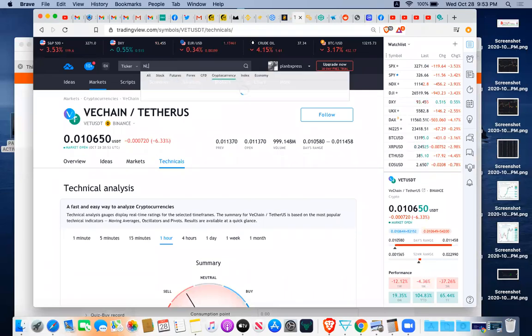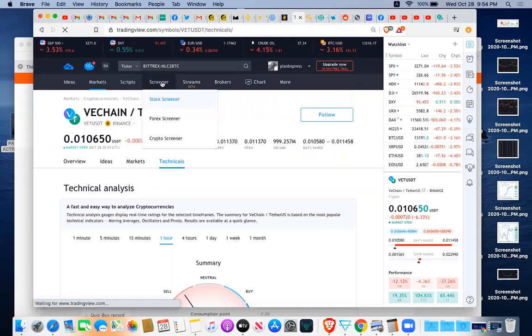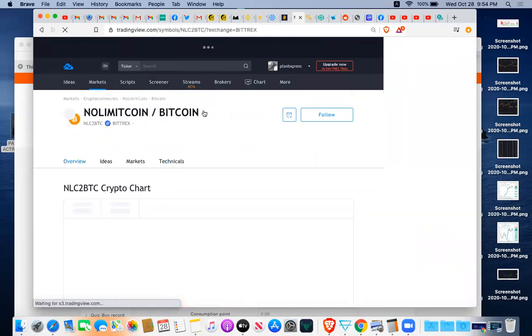Let me even check the NLC too. Okay, NLC 2 is not paired with USDT.